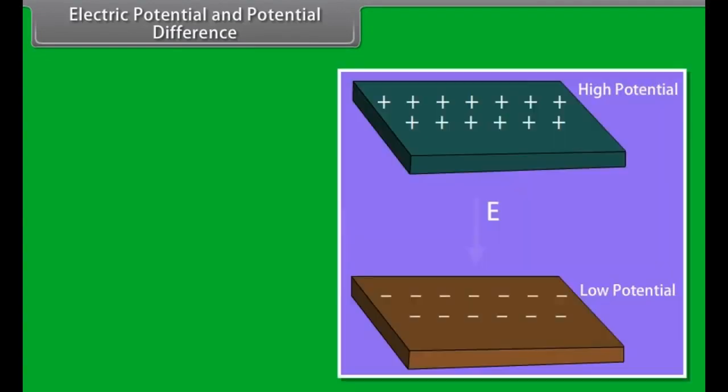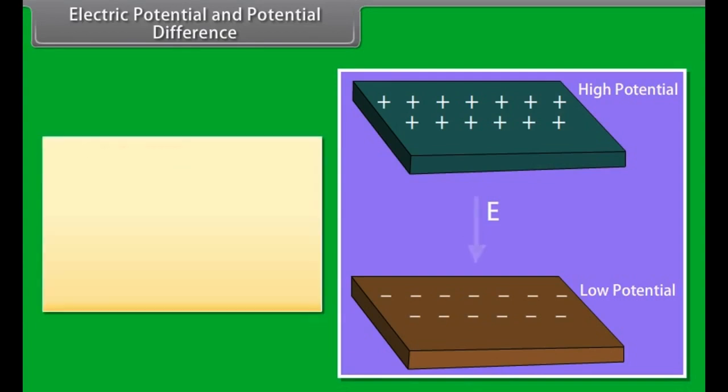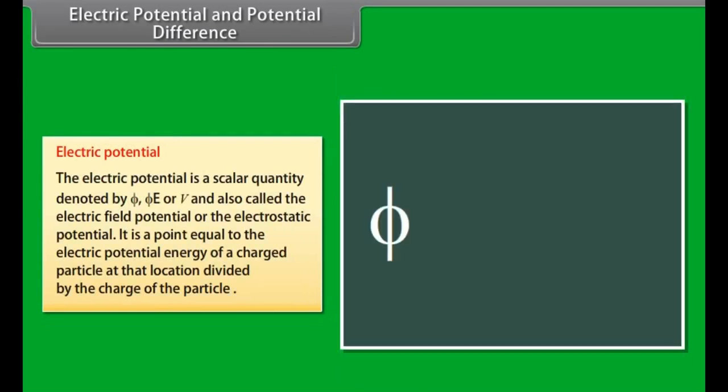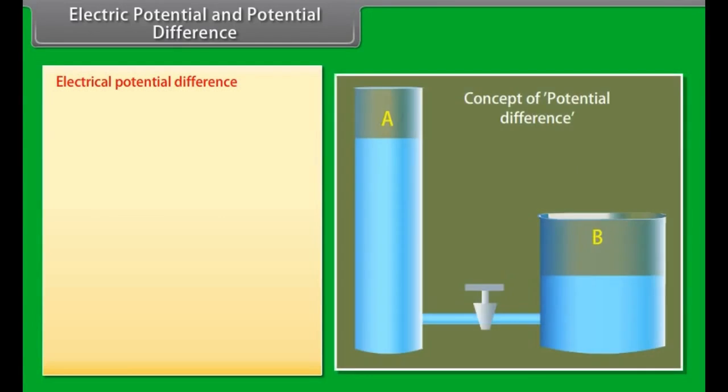Electric potential and potential difference. Let us look at the concepts of electric potential and potential difference. Electric potential. Electric potential is a scalar quantity denoted by E or V. It at a point is equal to the electric potential energy of a charged particle at the location divided by the charge of the particle.